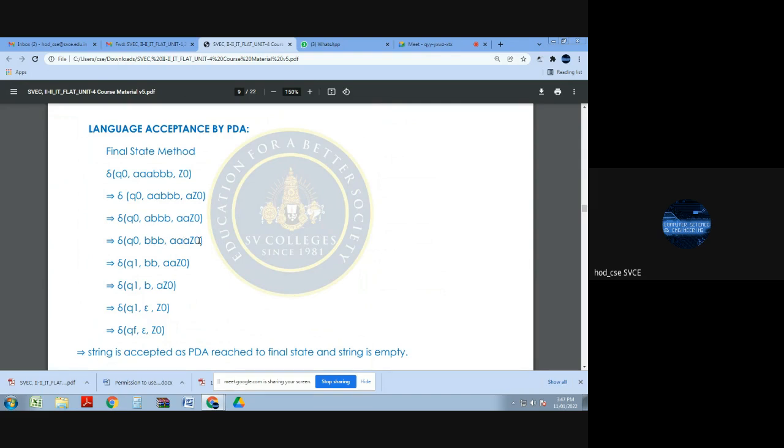Now B is presented. We have to perform the pop operation: for the first B, one A will be popped. For the second B, we are getting A, so the opposite direction, and we perform the pop operation. Then again B, A Z0. For the third B, A again will be removed by a pop operation. So Q1 comma B comma A Z0, these two are also popped. Now it becomes Q1 comma epsilon comma Z0.